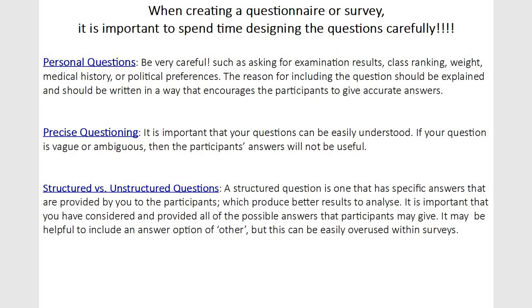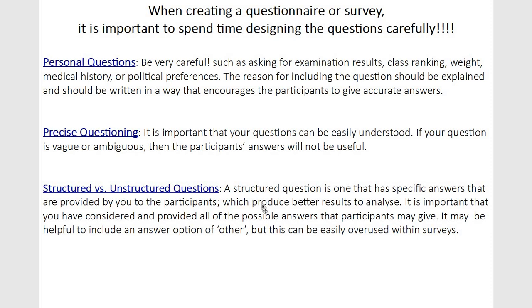Okay. All right. Precise questioning. Okay. You can't be vague or ambiguous. Don't ask, how are you feeling? Okay. You can get a whole bunch of different responses with that. You've got to make sure you narrow it down, and it's something that anybody can understand. You don't want to use highfalutin words that people don't understand.